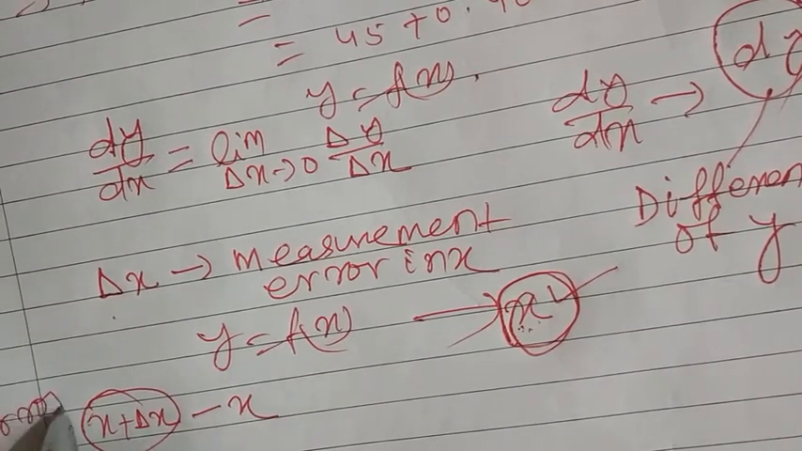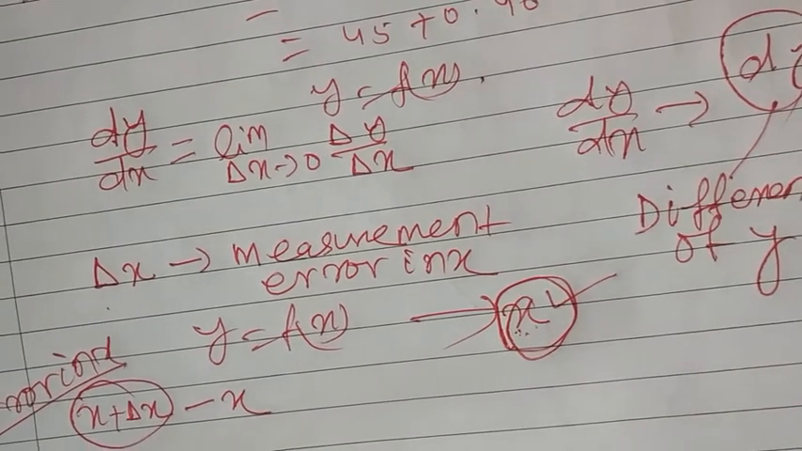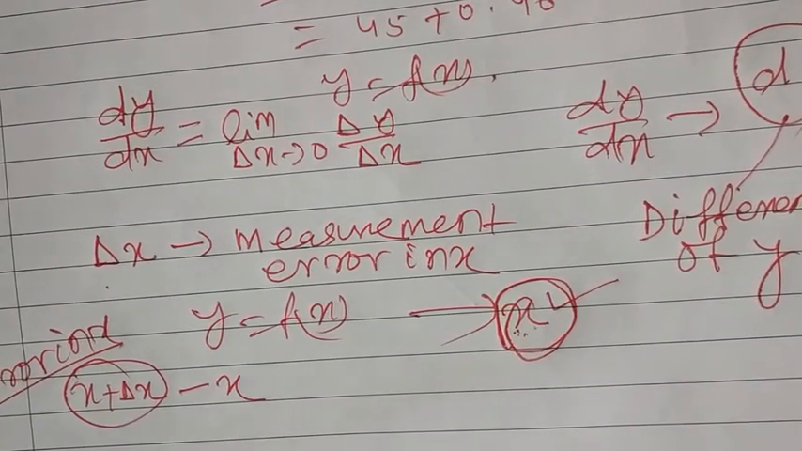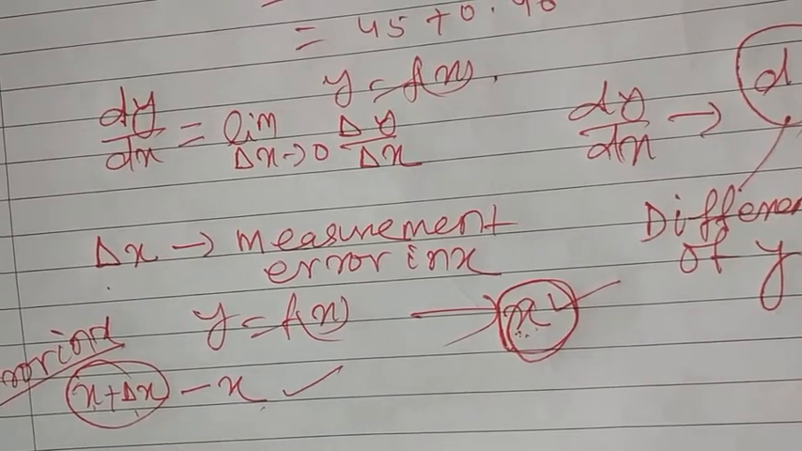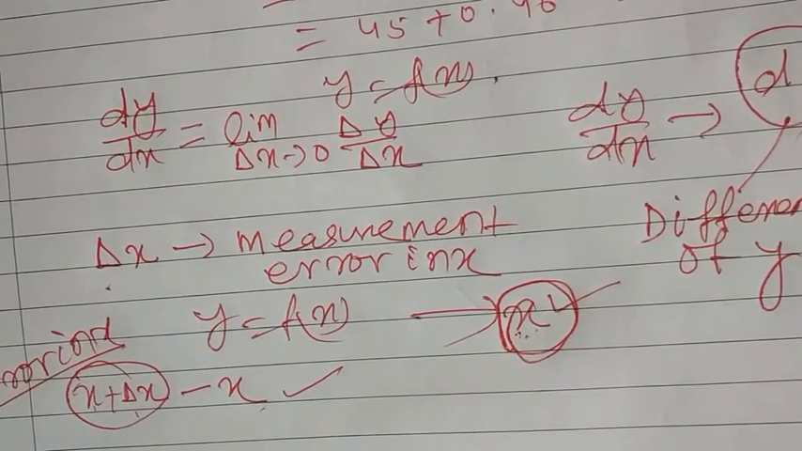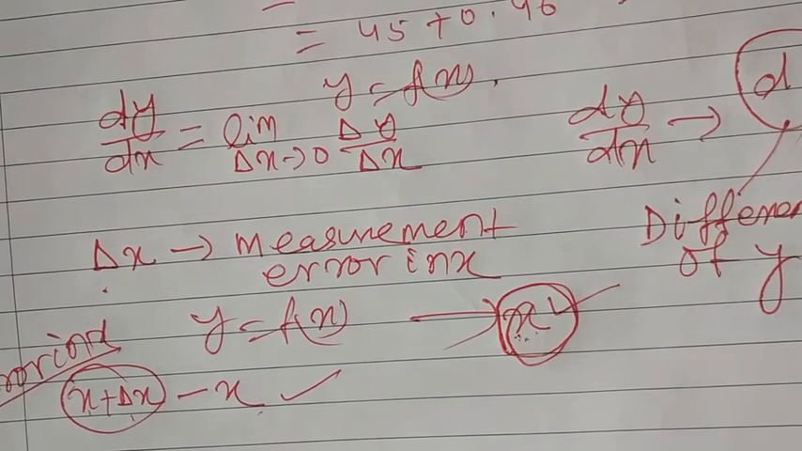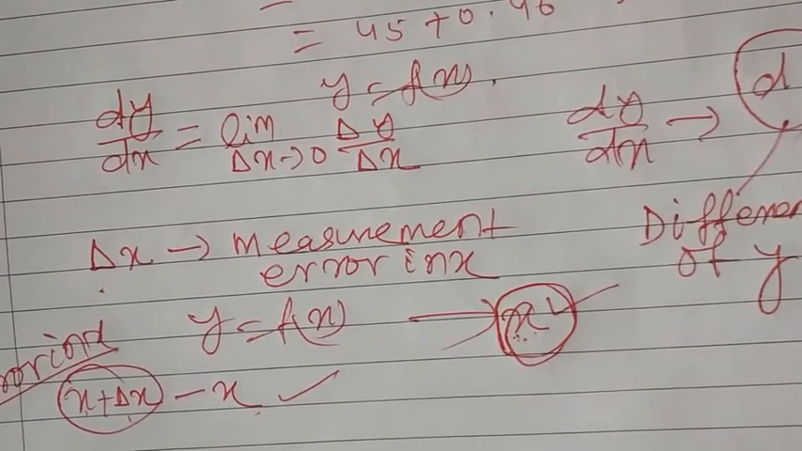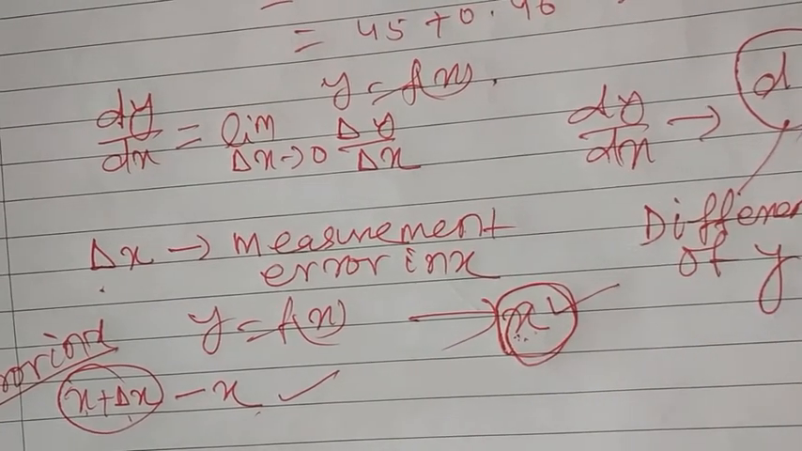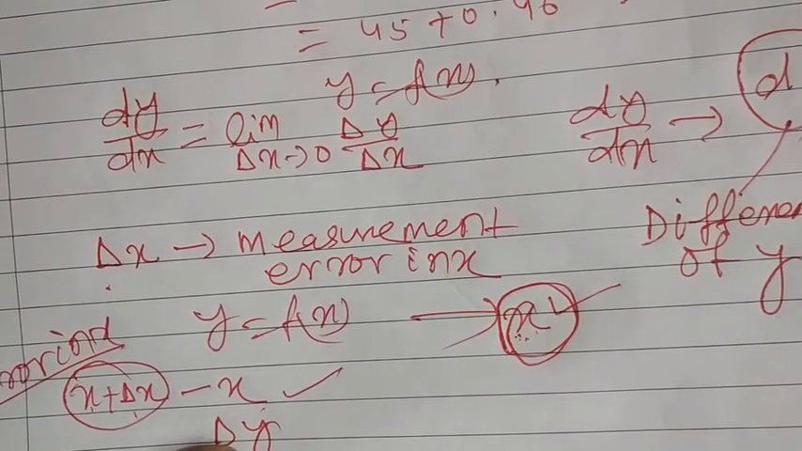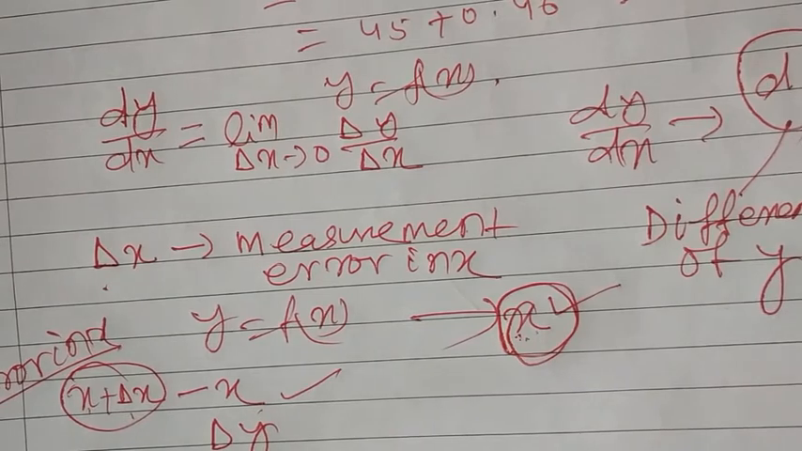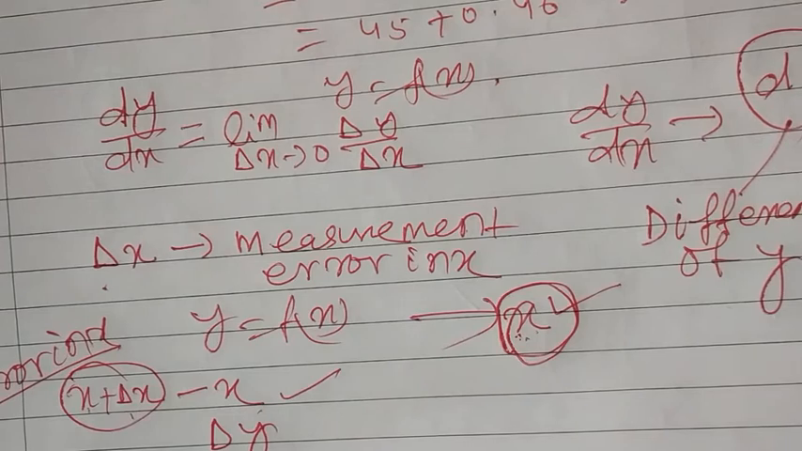Error in x. Just like when time is measured, t plus delta t minus t. So x plus delta x minus x, this is measurement error. Delta x is the measurement error in x. Why do we call it measurement error? Because x is the independent variable. But the error in y, delta y, that error comes in y only because we erroneously measured x.